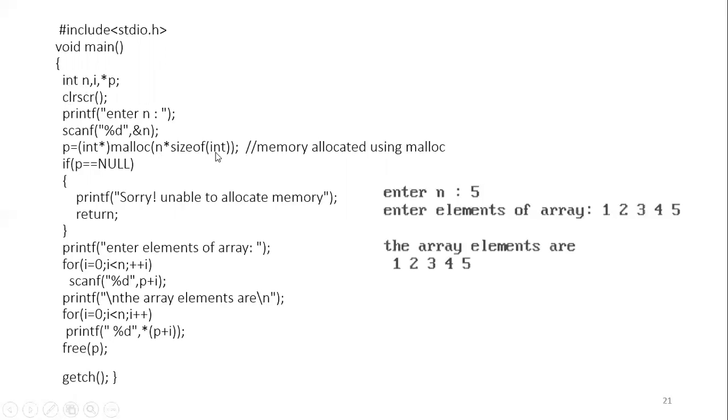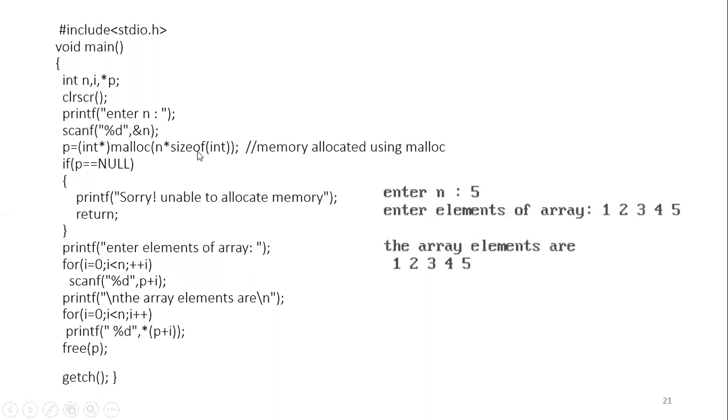So n into sizeof(int). What is the size of an integer in Turbo C? It is 2 bytes. Suppose I have entered the n value as 5. 5 into 2 is 10, so totally 10 bytes are allocated in the heap memory.